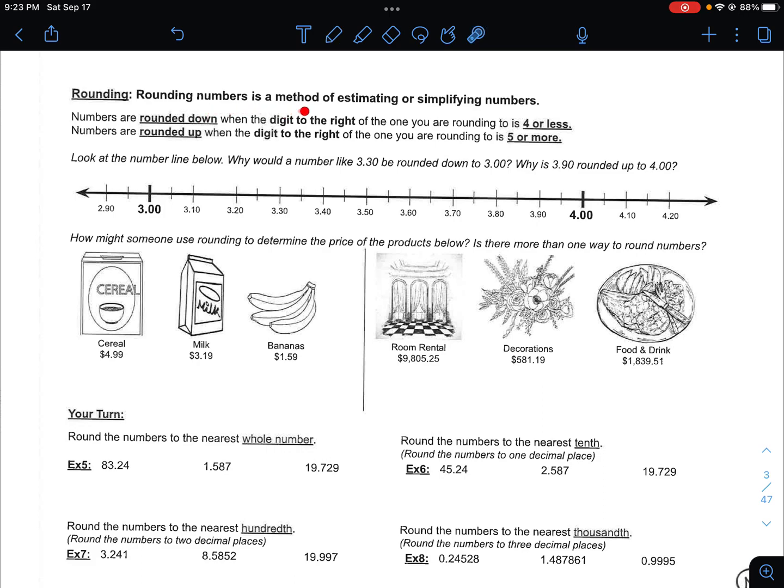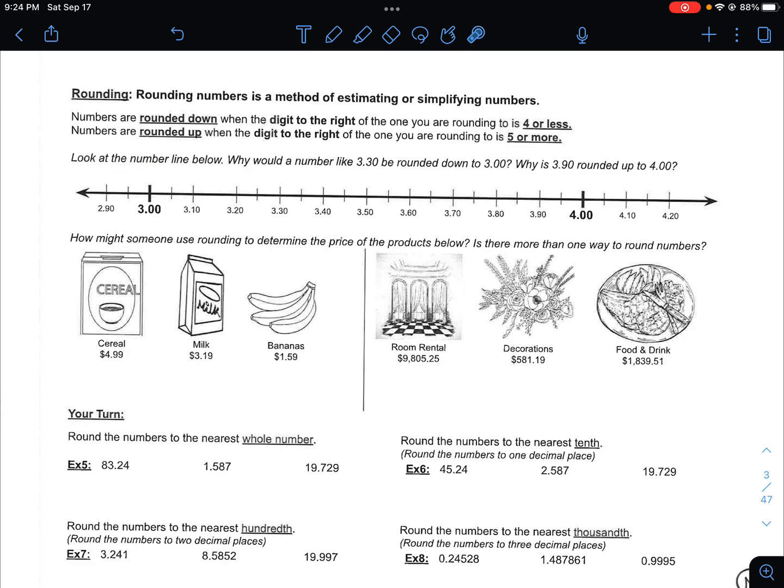Now, rounding numbers is a method of estimating or simplifying numbers. Okay? People use rounding all the time in real life. So numbers are rounded down when the digit to the right of the one you're rounding to is 4 or less, and numbers are rounded up when the digit to the right of the one you're rounding is 5 or more. So we'll talk more about this.